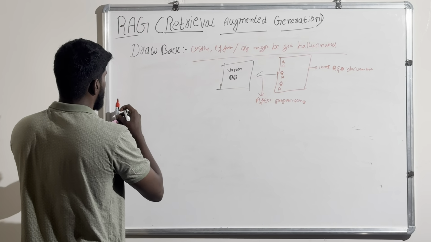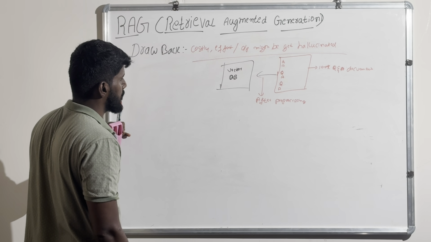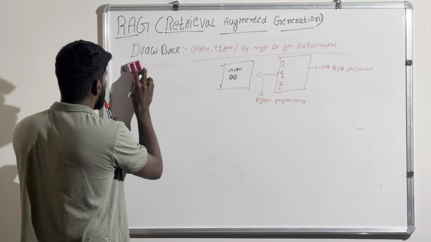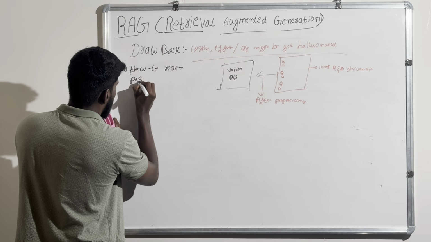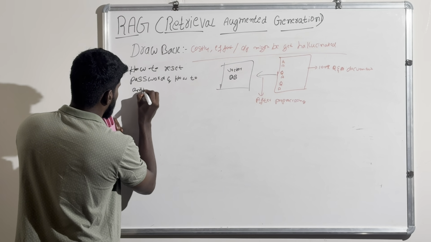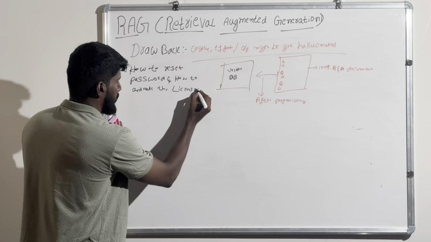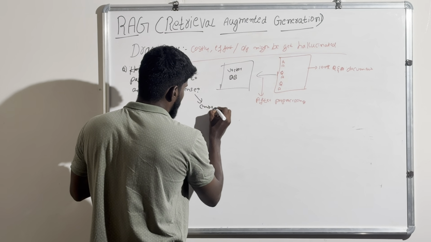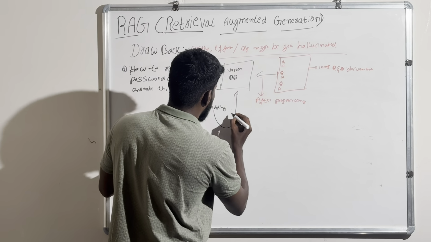Now, if I'm using that security software, I'm stuck and I want to ask a question to the LLM based chatbot: how to reset password and how to activate the license. What we're gonna do, if this question comes, we are going to convert this into embeddings. Then we're gonna do similarity search of this embedding on this vector DB.